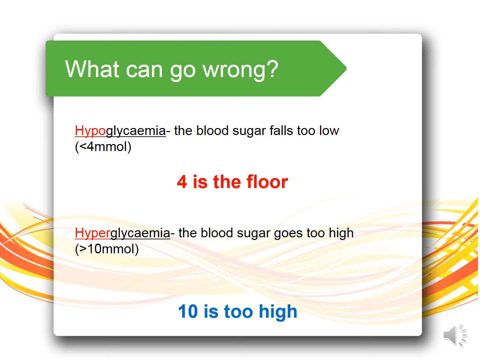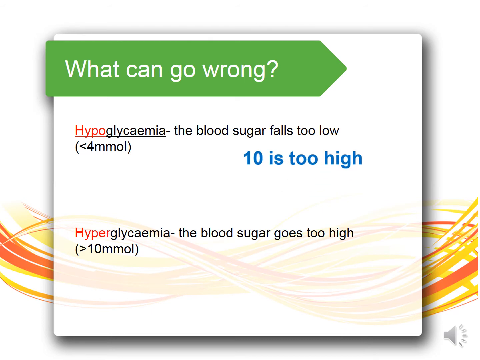So what can go wrong? Hypoglycemia is a blood glucose level that is too low, anything that is less than 4. To help you remember this, we say 4 is the floor. Children may refer to a hypoglycemia as a hypo or a low. The opposite to this is a hyperglycemia, when the blood glucose level is too high, so anything above 10 millimoles.